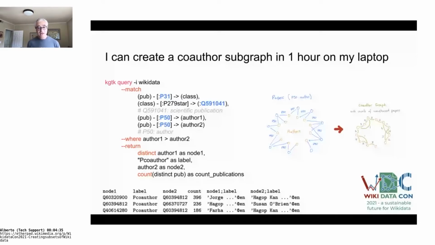And so here's the data that I get. This author is co-author of this author on 396 publications and so on. And this will run in 1 hour.